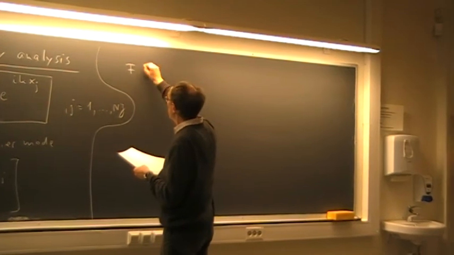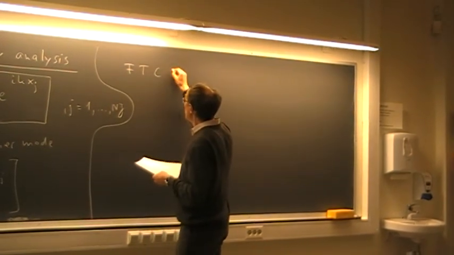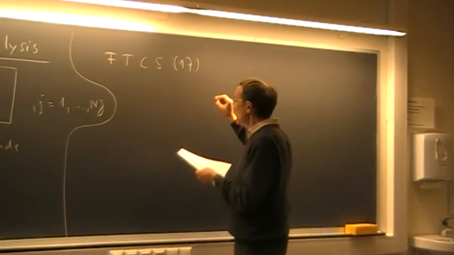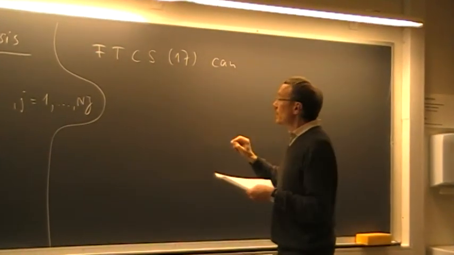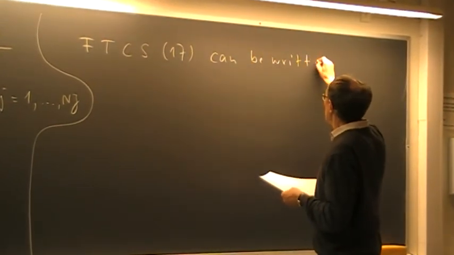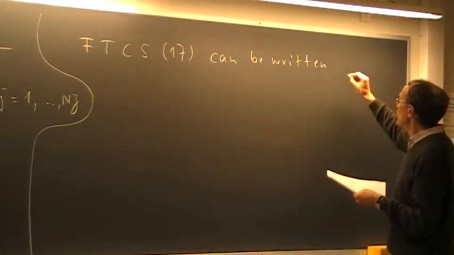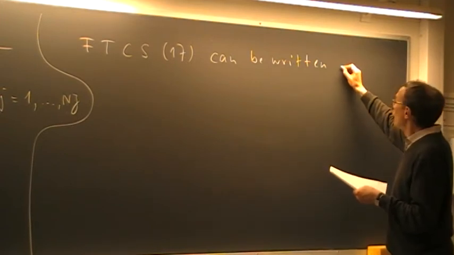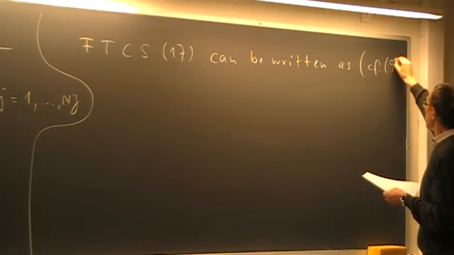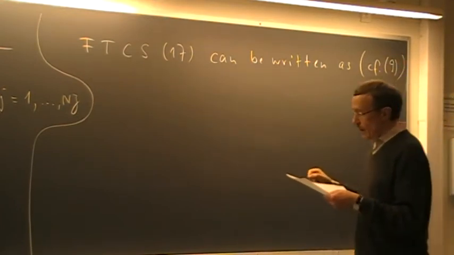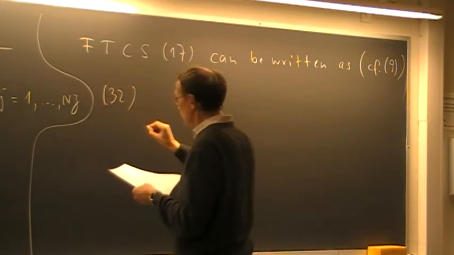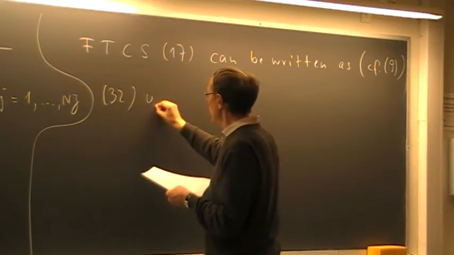So we are considering the forward time-centered space scheme, that is number 17. That can be written in the following form, so that is a little bit more convenient. You can see the original form in 9. We had already done that, but we repeat it here because we'll need it now.